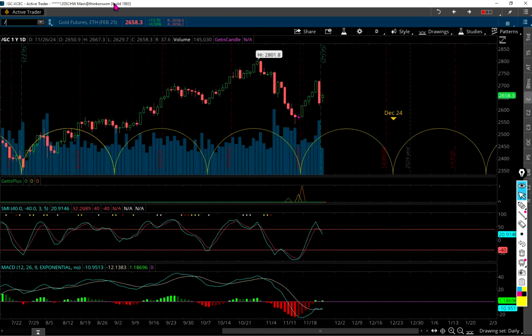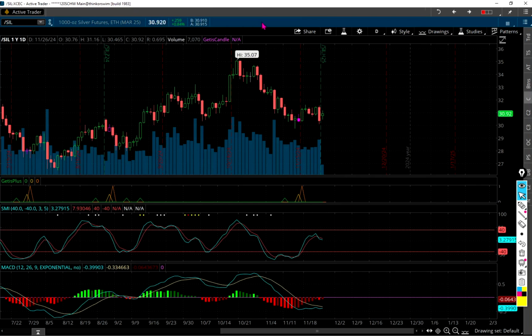I think gold's good for a short side trade, in my opinion. Silver, boy, that just looks like a short side trade to me. It just has that look. That's another short side. I think silver actually looks like a better short side trade than gold.